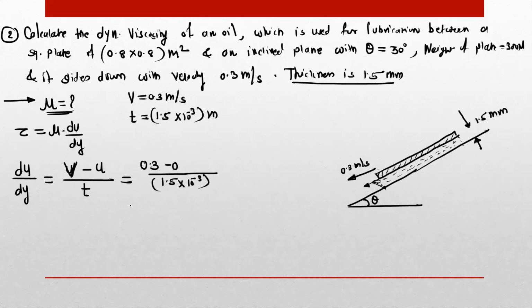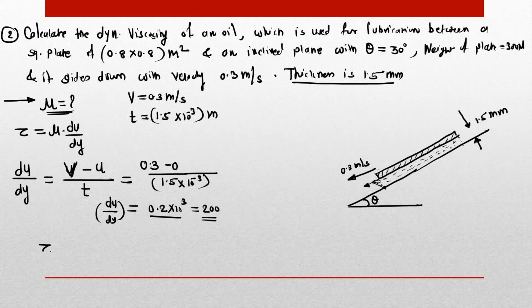From this you will get the value for the velocity gradient, which is du by dy. So just take the value for du by dy. So it is 0.2 into 10 to the power 3. So this will be 200.